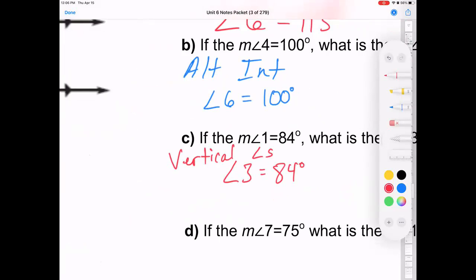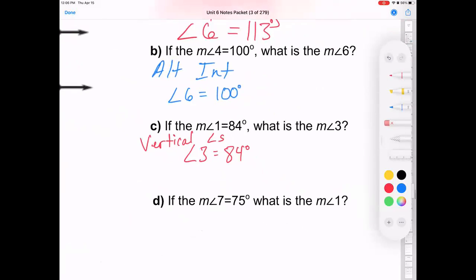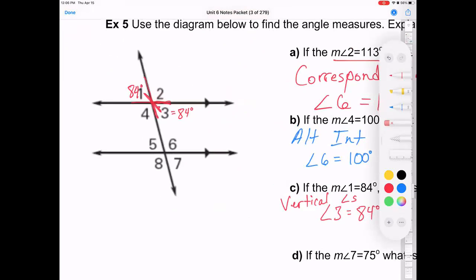Okay. Next up, it says for D, angle 7 is 75. What is the measure of angle 1? So again, this is a new question, so that's why we're erasing this part. It says angle 7 is 75 degrees. And then what is angle 1?